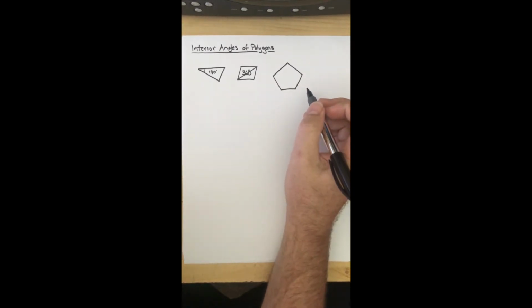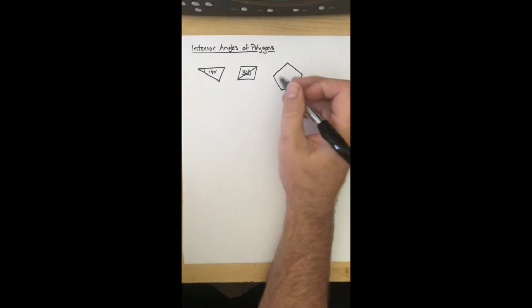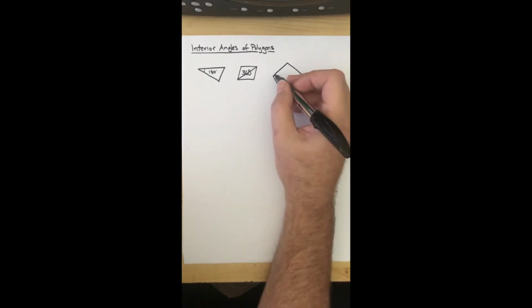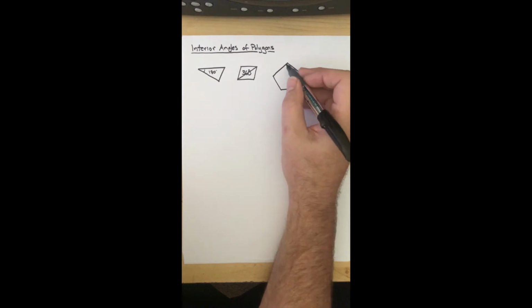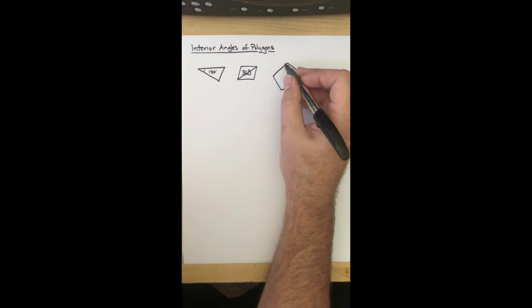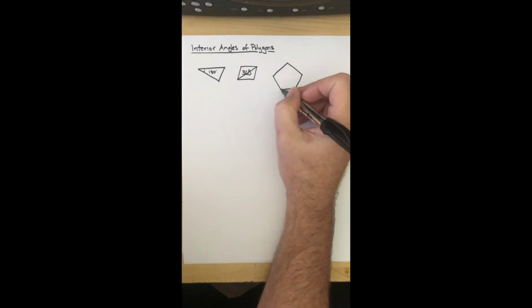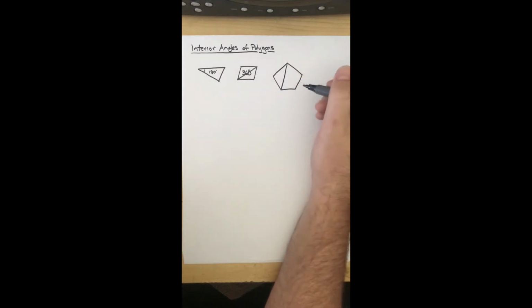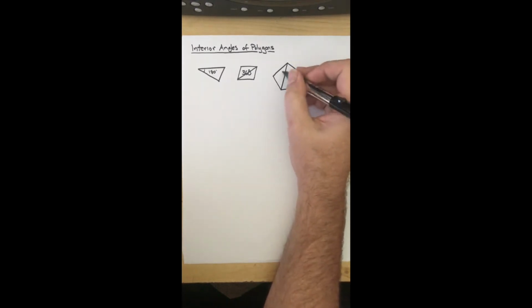Well, if I knew how many triangles were inside this pentagon, I could tell how many degrees are in there. So here's what I'm going to do. I'm going to pick an angle. I'm going to start right here. From here to here is 1 side. From there to there is 2. If I connect these 2 with a line, I make my first triangle.